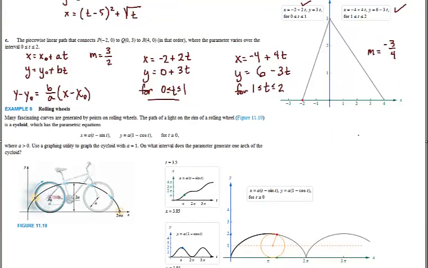In my next example, I am given a bicycle, and we're looking at this bicycle path of light on the rim of a rolling wheel is a cycloid, and here are my parametric equations for that. Here's my x parametric equation and the y. In graphing these together in terms of x and y, they told me to use a graphing utility with a equal to 1. Here you have it. On what interval do we get one arch? You'll notice it happens from 0 to 2 pi. So that would be on that particular interval.